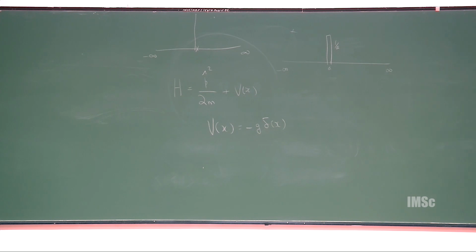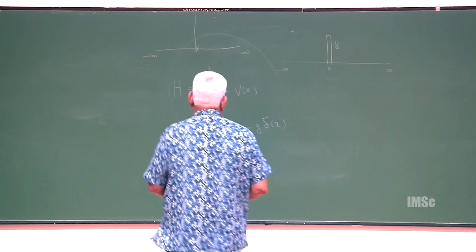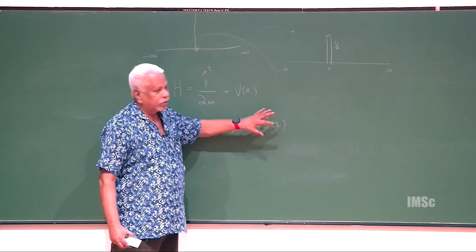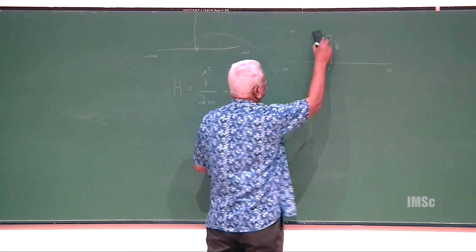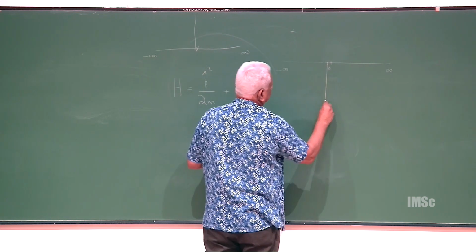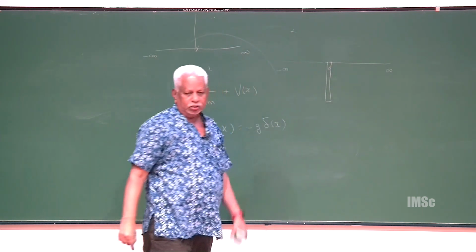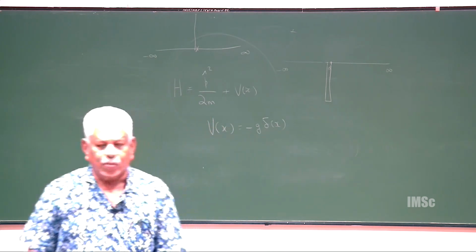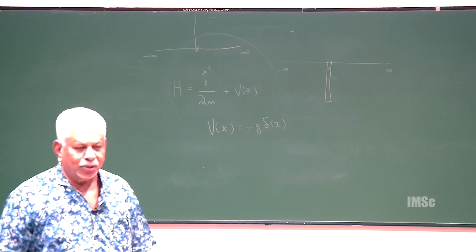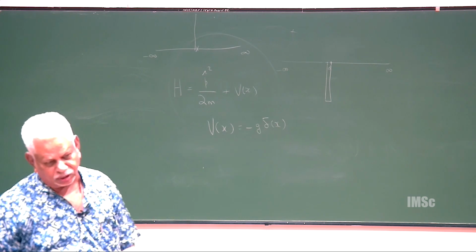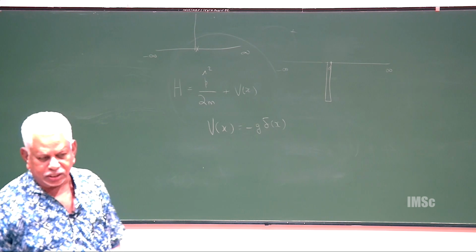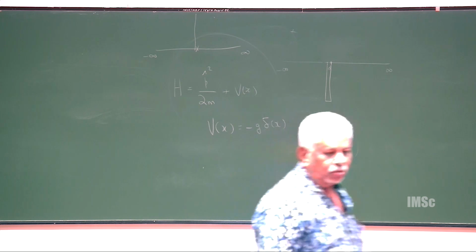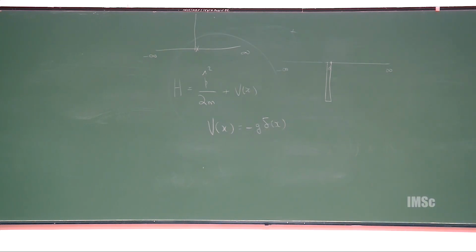So the interesting thing is, I have this potential. So the function is going to look like this, the value is g times that function. The interesting thing about that is, I am going to ask you to compute the energy eigenstates of this problem. Now, if that potential is not there, it is only a free particle.